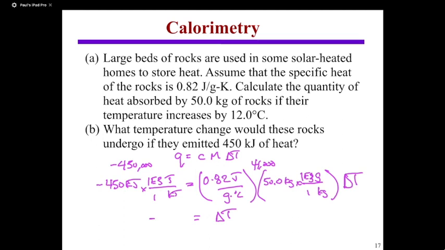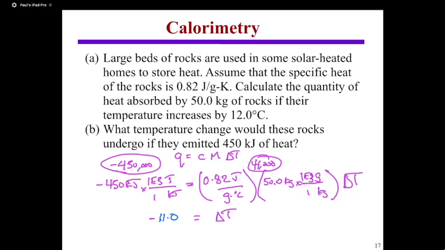What did you get? Because that's the value of that numerical. 41,000 on this side. So that's 41, and that's 450. What did you get, Justin? Negative 10.98, and if you get it to 3 sig figs, it would be 11, correct?